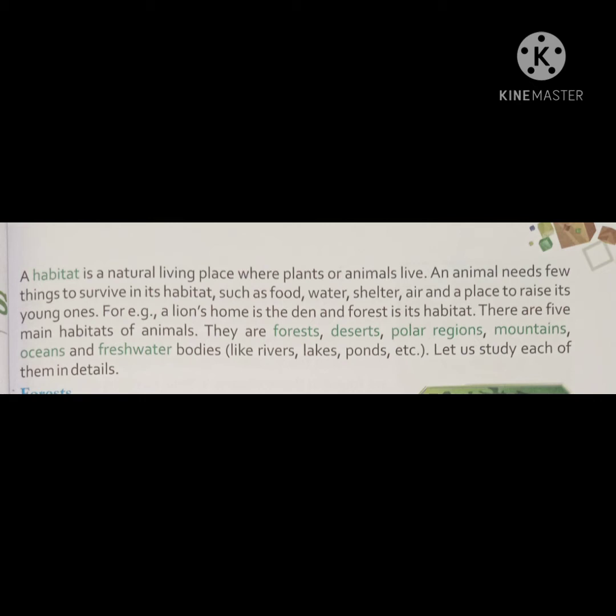Okay, there are 5 main habitats of animals. What are those? Forest, desert, polar region, mountains, oceans and freshwater bodies. Freshwater bodies means river, lake, ponds, etc., not the ocean. Freshwater means river water, which we use for our daily purposes. Let us study each of them in detail.